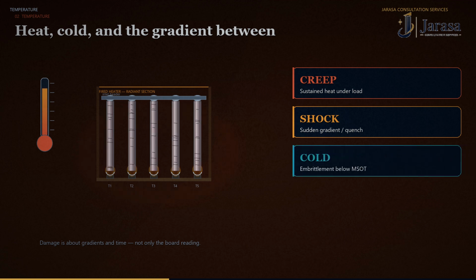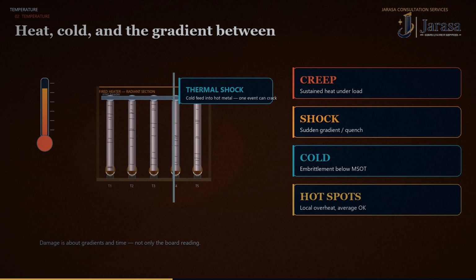Low-temperature service brings embrittlement. Carbon steels lose toughness, and a pressure excursion that would be fine at ambient becomes a brittle fracture risk below the minimum safe operating temperature. Hotspots from flame impingement or maldistribution create local overheating while the average reading still looks acceptable. The key takeaway: temperature damage is about gradients and time, not just the number on the board.